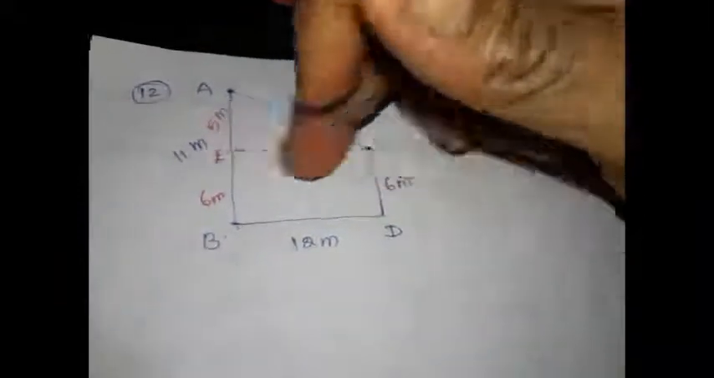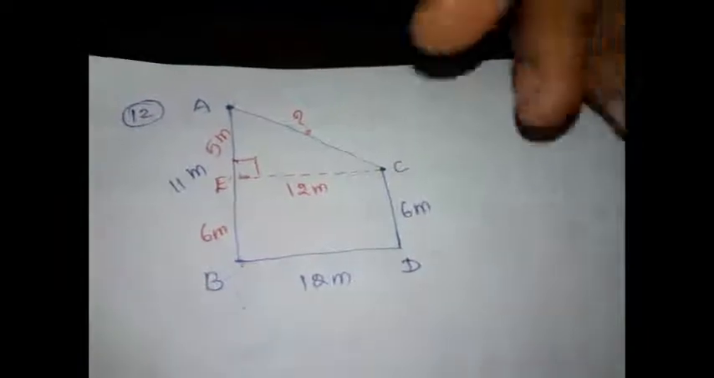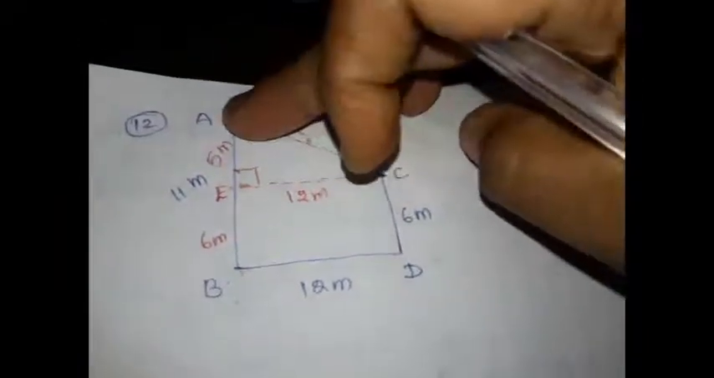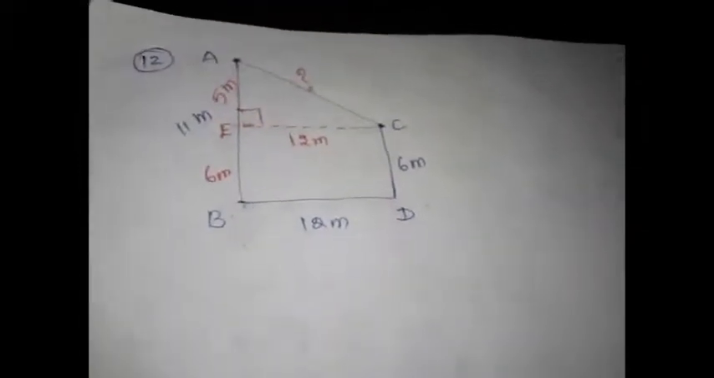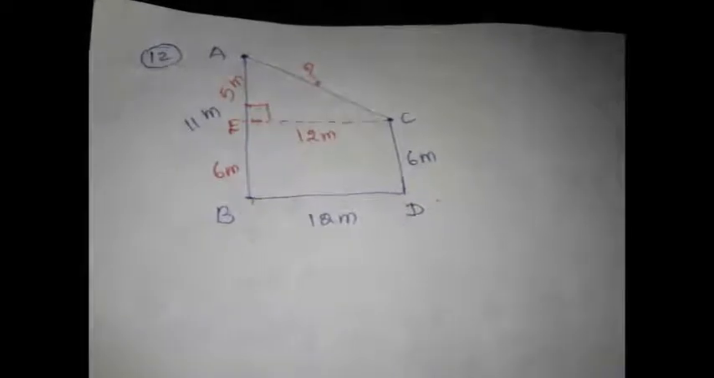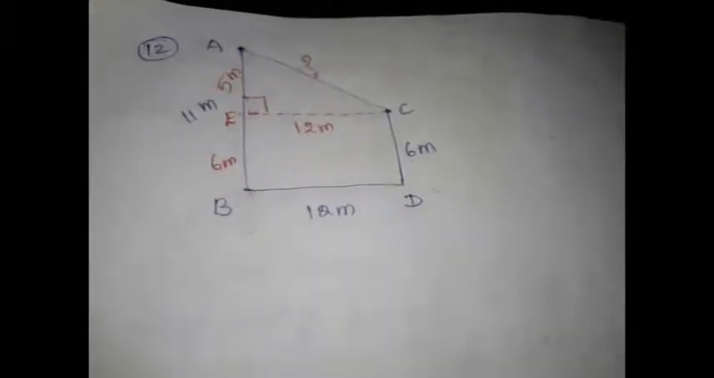Right? And what is EC? EC is 12 meter. Now, this becomes a right triangle. Right? Therefore, you can very well apply Pythagoras theorem and find the length of AC. Yes, hope you understood. I am leaving this problem to you as homework. You are going to do it. Let us move on to the next question.